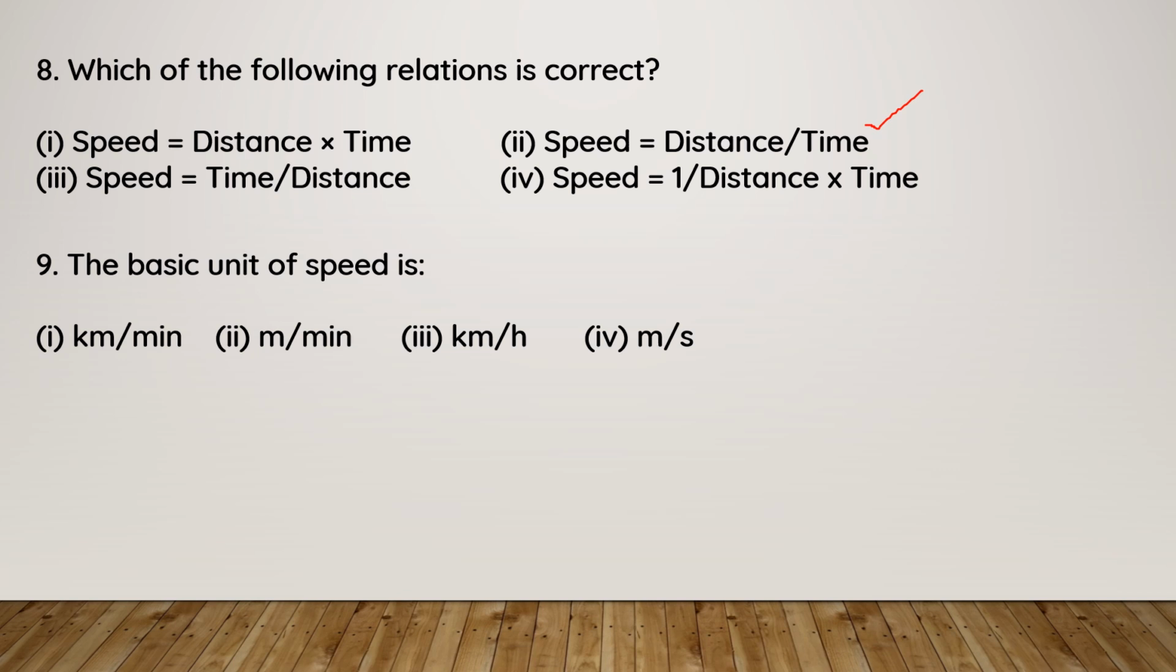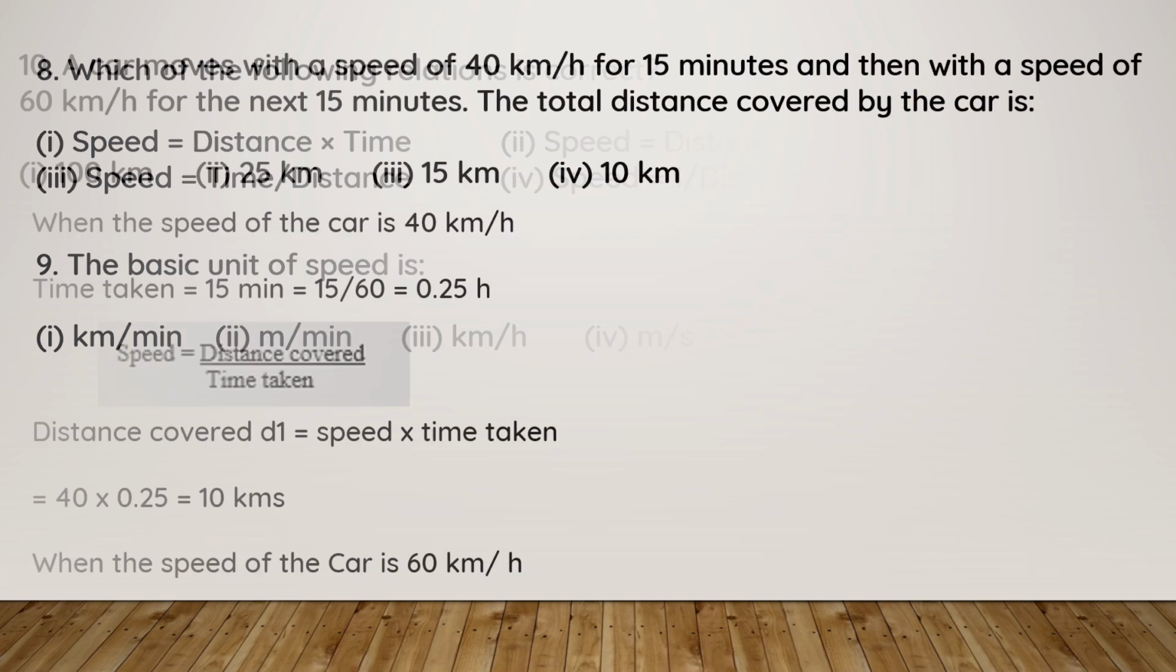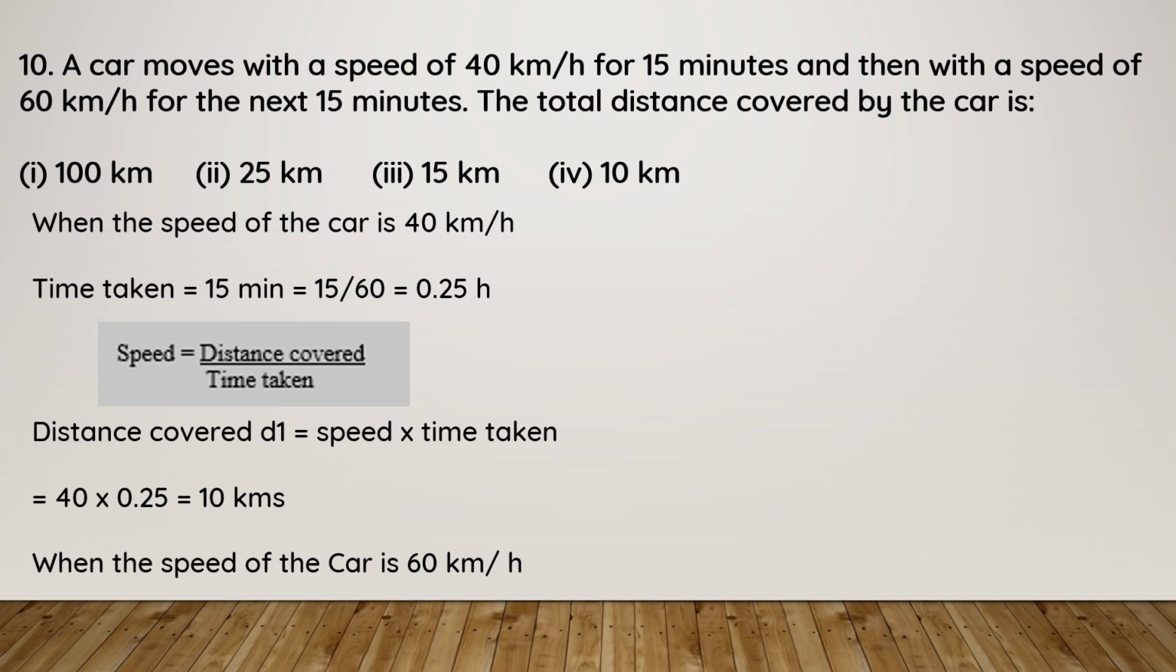The ninth one: the basic unit of speed. Kilometer per minute, meter per minute, kilometer per hour, meter per second. So what is the answer? The basic unit of speed is meter per second. Question number 9 also you can do in your textbook.